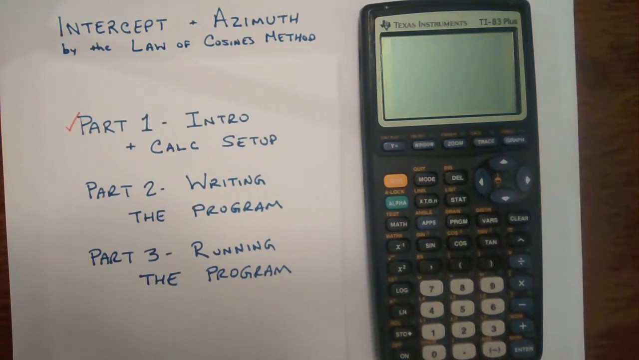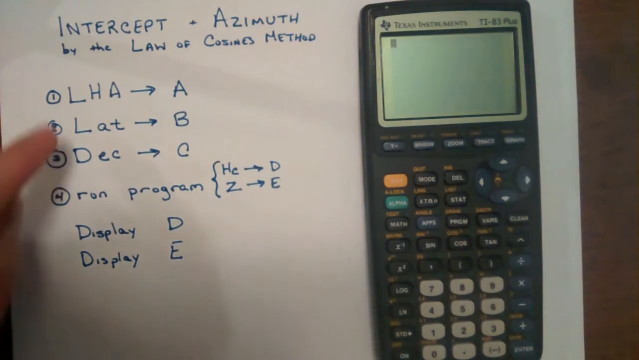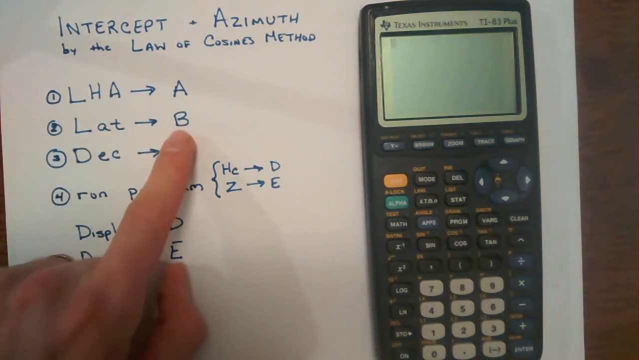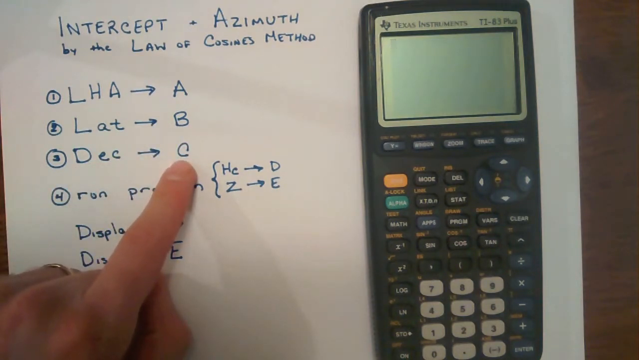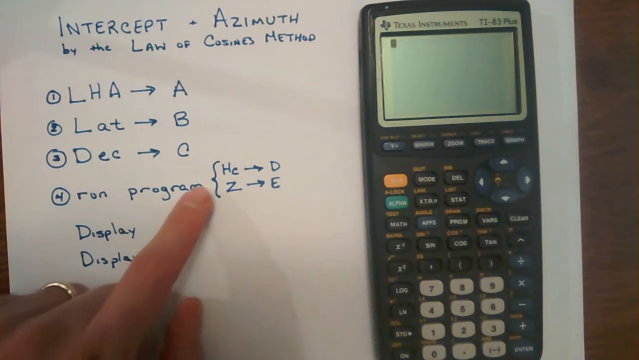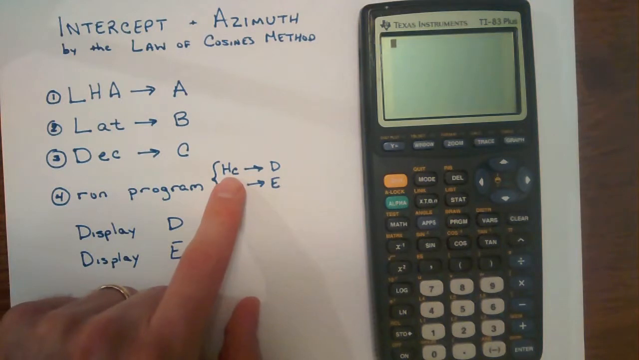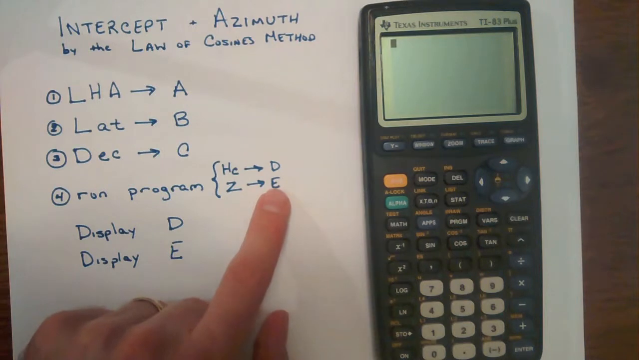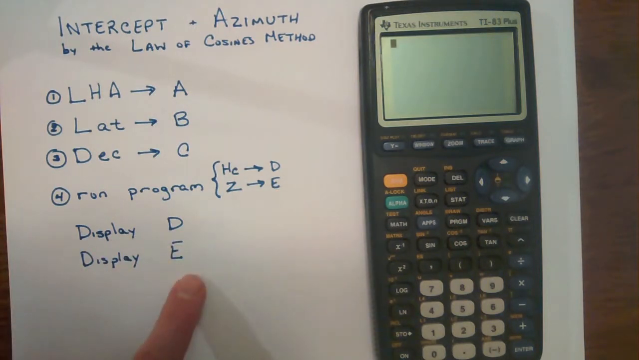Now that the calculator is set up, we can begin writing our program. In this program, we'll store our LHA into a variable called A, our latitude into a variable called B, and our declination into a variable called C. We'll then run our program, which will calculate HC and Z. It'll store HC into variable D. It'll store Z into variable E. And then we'll ask the program to display D and display E.